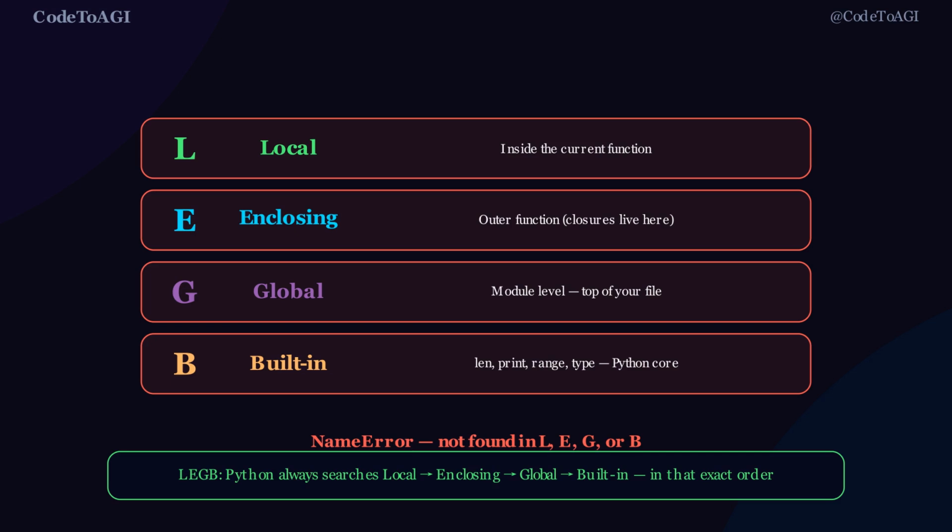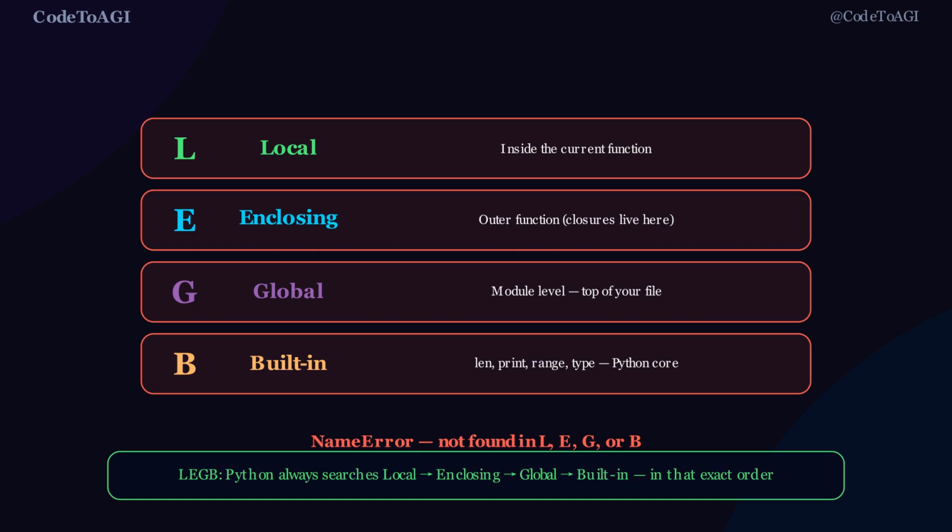Global scope. The module level. Variables defined at the top of your file. Built-in scope. Python's built-in names. len, print, range, type. Python always searches in this order. L, then E, then G, then B. If it finds a name in local, it stops. If not found anywhere, NameError.